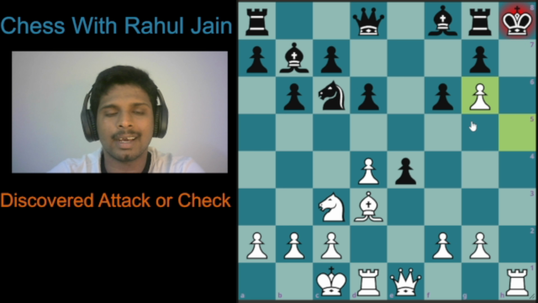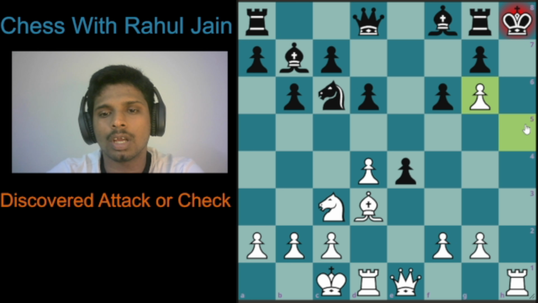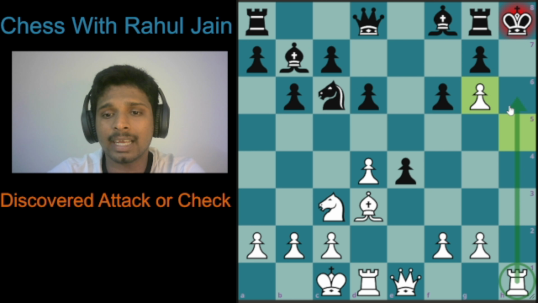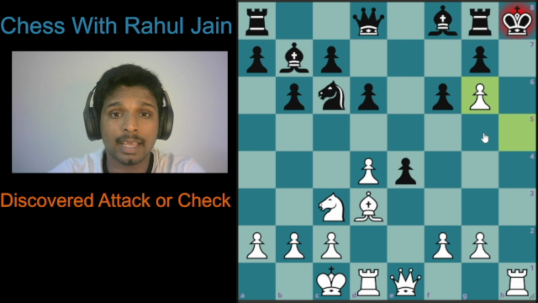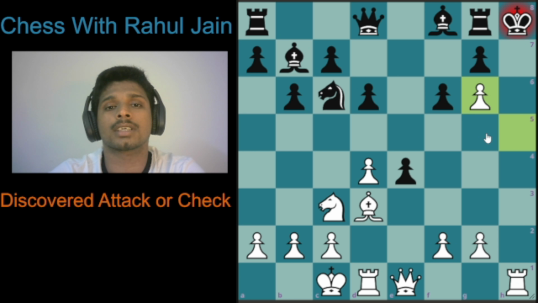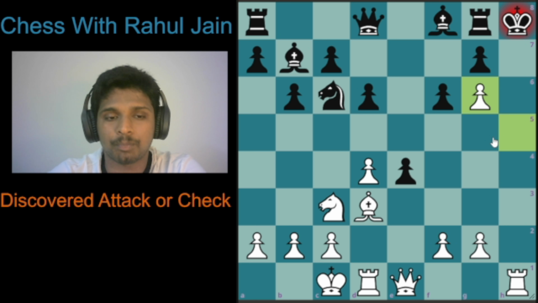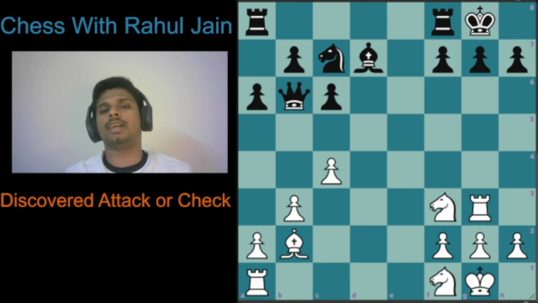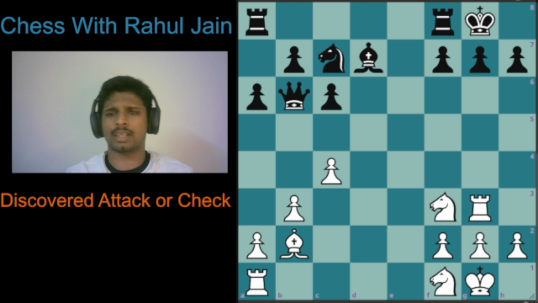So this is the difference between the discovered attack and discovered check, which is: the piece which is giving X-ray should attack the king, that is a discovered check. A piece which is giving an X-ray attacks the other pieces other than the king, that is a discovered attack. So we'll go for a famous example of discovered check or discovered attack, if you can say anything.